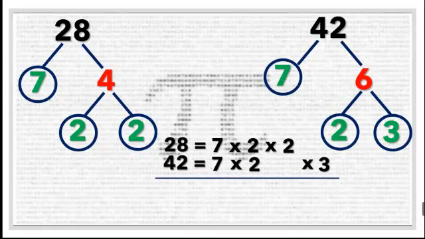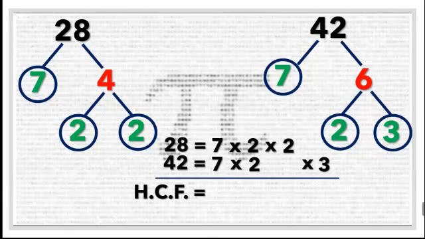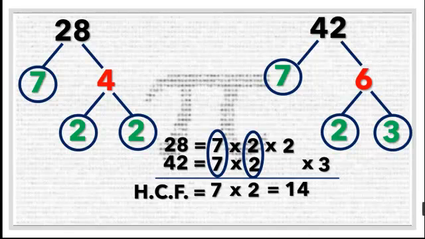I want the HCF and the LCM. HCF means that I'm going to take only the common factors between them, which are 7 and 2. So we're going to write 7 times 2. Do we have any other common factors? No, we just have 7 and 2. So 7 times 2 equals 14.